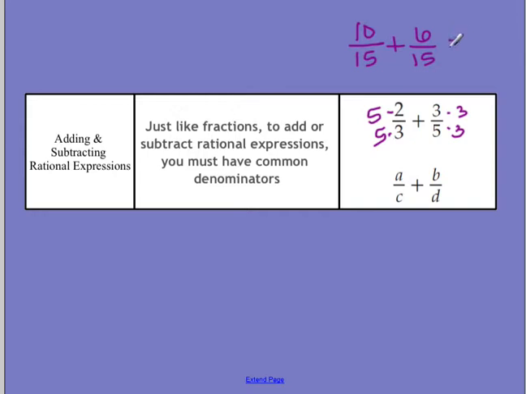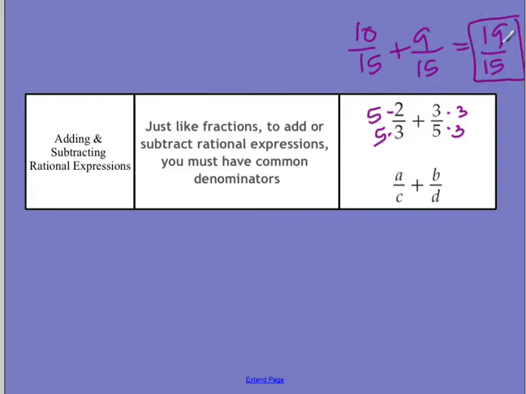Or sorry, 9, not 6. And if I add them together, I will get 19 over 15. And once again, I would check, can I simplify this in any way? No, I cannot. And so there we go.